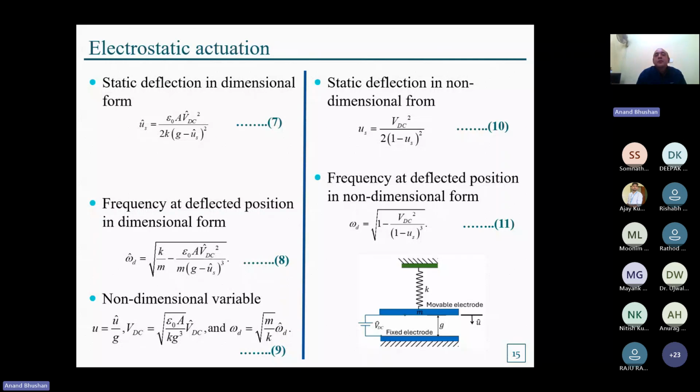Okay. So when we substitute equation 9 in equation 7 and equation 8, we get the non-dimensional form of equation 7 and equation 8. Equation 10 is the non-dimensional form of equation 7, and equation 11 is the non-dimensional form of equation 8. In equation 10, we can see that the static deflection with respect to non-dimensional VDC voltage we can get by solving equation 10. And similarly, equation 11 provides us the non-dimensional natural frequency at the deflected position.